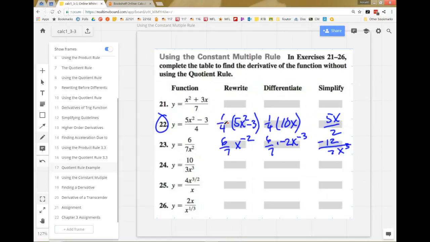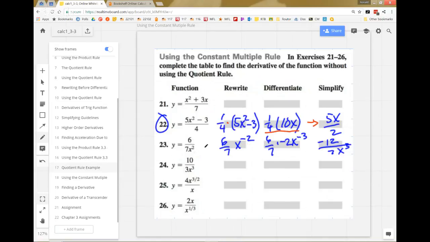Well, what's the derivative of the first? Constant, 0. So I didn't even write it down. In other words, plus 5x squared minus 3 times 0, and I didn't even write it down. And then, of course, you can simplify this to 5x over 2.